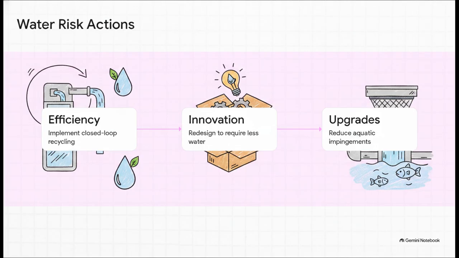So once those risks are identified, how do they actually fix them? Well, to hit their water management targets, companies usually follow a specific path. They move from basic operational efficiency, like installing closed-loop water recycling systems, all the way up to advanced product innovation. That might mean redesigning the packaging itself so the manufacturing process just inherently requires less water. They also upgrade physical process equipment to protect local aquatic ecosystems.